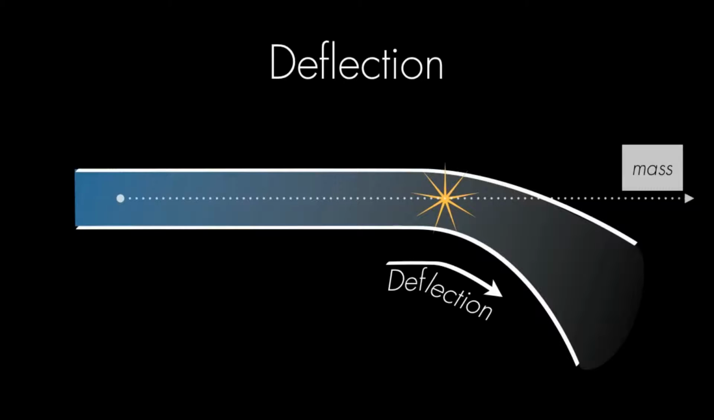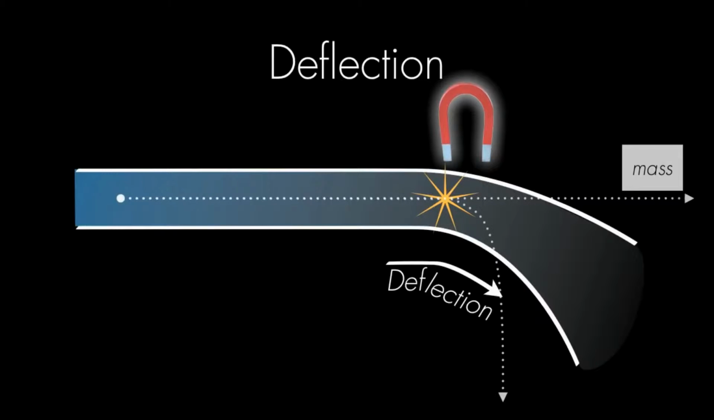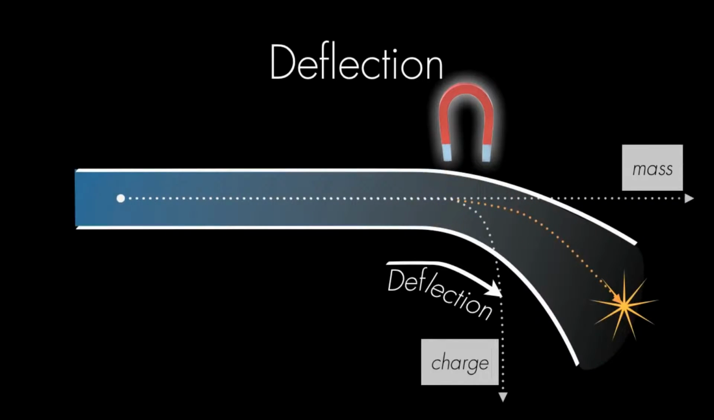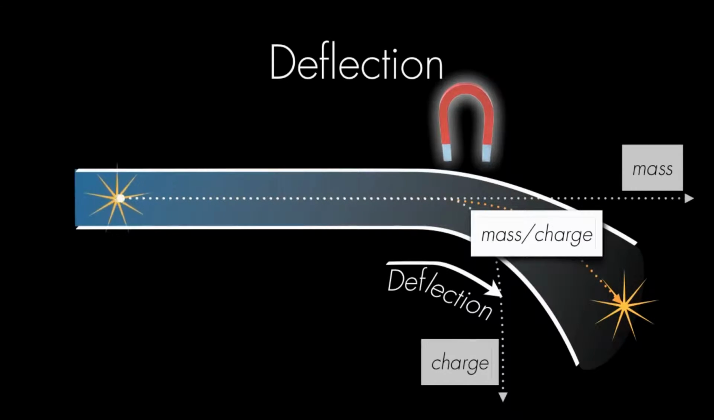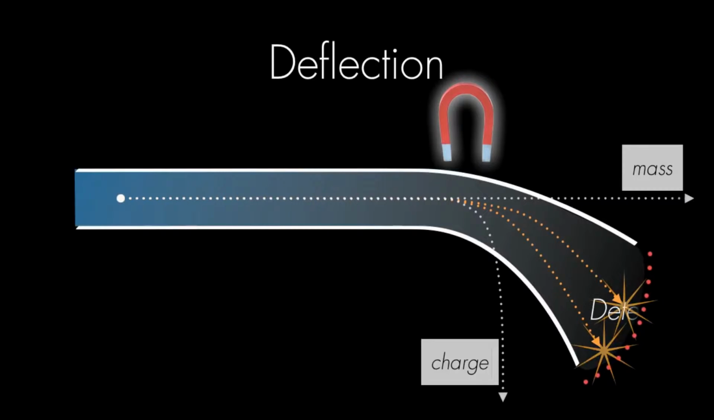However, in a mass spectrometer, we use electromagnets to try to deflect the ions off their path. The amount of force that the ion feels from the electromagnet is proportional to its charge. The path that the ion actually takes is a result of its mass-charge ratio. A different particle with a different mass-charge ratio will take a different path. And this is what we are actually detecting, different mass-charge ratios.